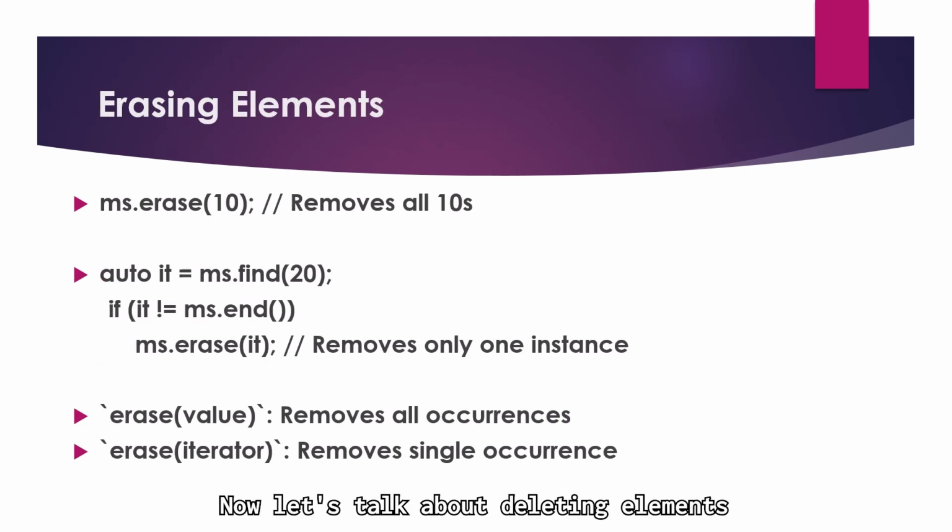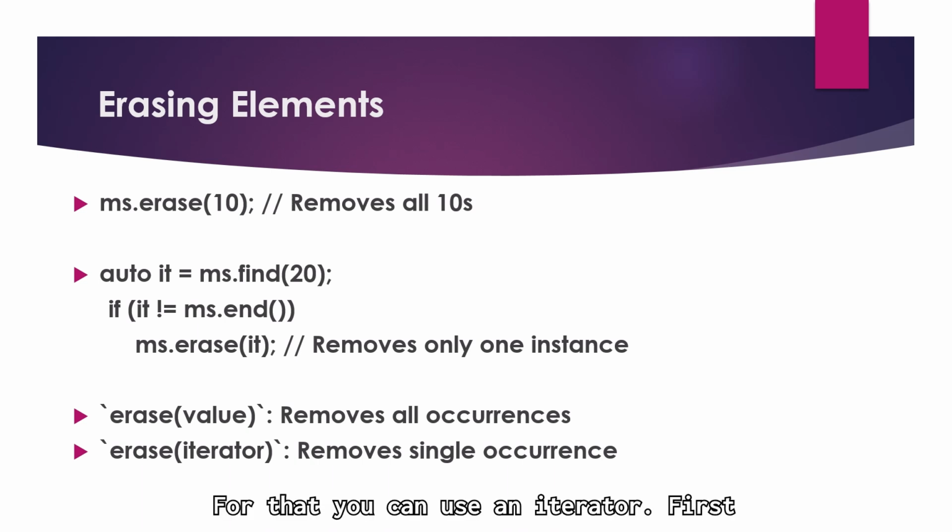Now let's talk about deleting elements from a multiset. If you use ms.erase(10), it will remove all instances of the value 10 from the container. So be careful when using this. But what if you want to remove only one occurrence of a value that appears multiple times?